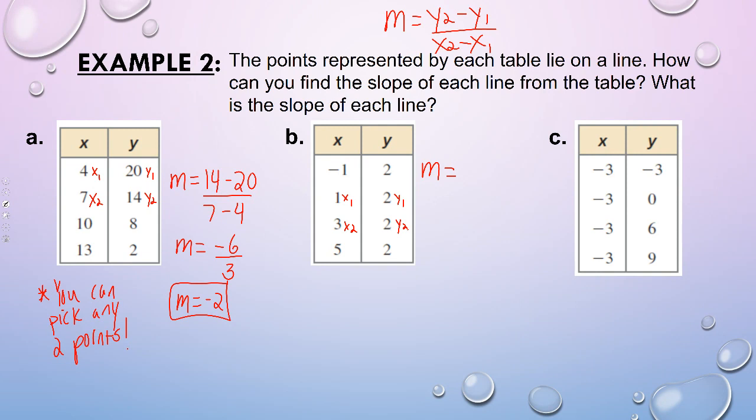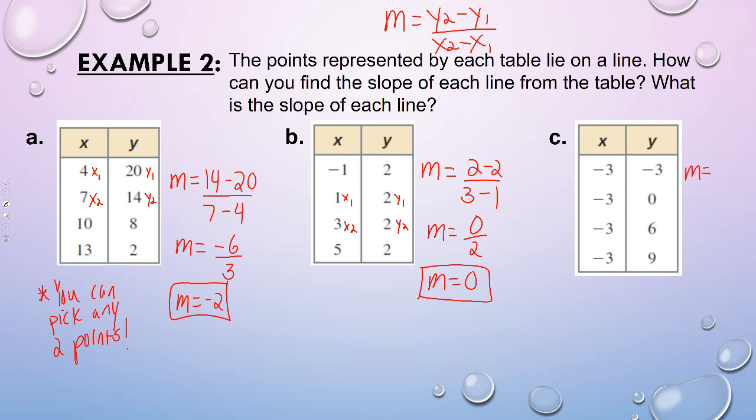So my change in my y values, 2 minus 2, over my change in my x values, which is 3 minus 1. So I end up getting 0 over 2, which is perfectly fine. Okay? That just means my slope is equal to 0. Okay, 0 in the numerator is definitely allowed, and we have a slope equal to 0. And we'll talk about what type of line that ends up being. Your third example, something else happens though, something interesting.